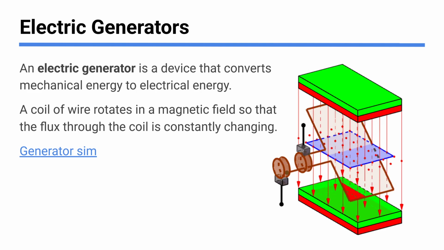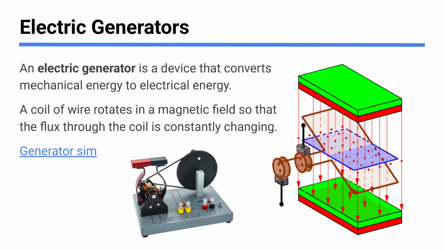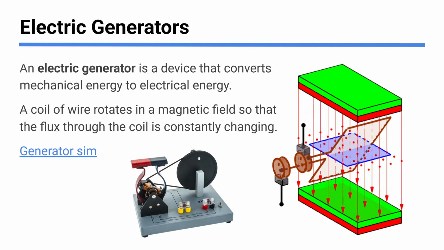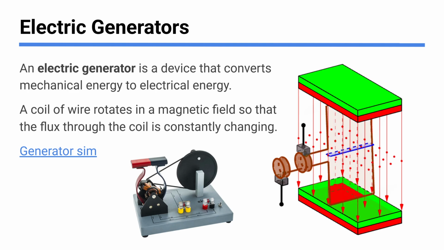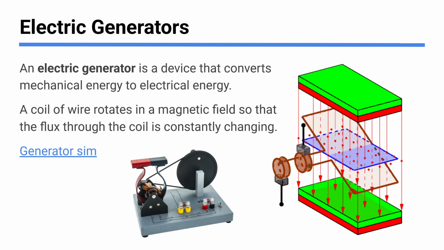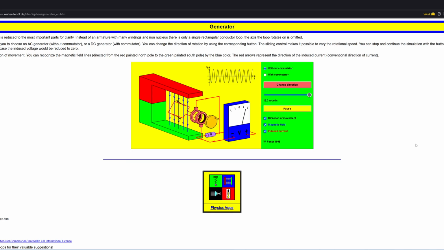Okay, there are some simulations you can play with that show you this happening, but this is the idea. So again, see if you can picture how and why the flux is changing. You go from lots of flux to no flux, lots of flux, no flux, lots of flux, no flux, and the flux is even changing direction. So as the flux changes direction, you do get a sine-wavy kind of EMF.